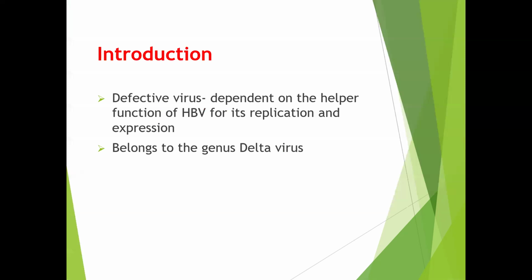So D stands for delta antigen, or you can easily remember D stands for defective virus or dependent virus. It always depends upon the helper function of HBV. HBV means hepatitis B virus. So it cannot survive independently. It depends upon the helper function of hepatitis B virus for its replication as well as expression. And this virus belongs to the genus Deltavirus.